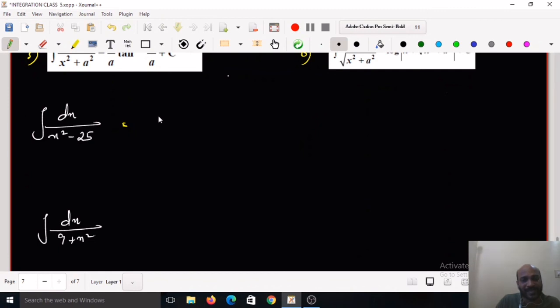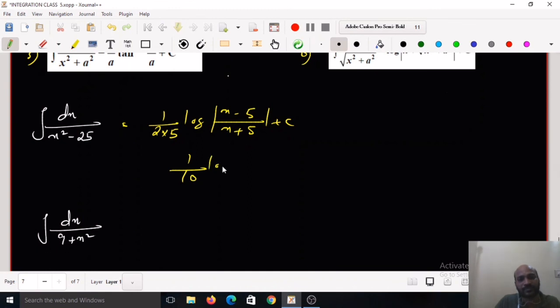So we can write answer directly. 1 by 2a, 1 by 2 into 5. Log mod x minus a by x plus a plus c. So answer is 1 by 10 into log mod x minus 5 by x plus 5 plus c.